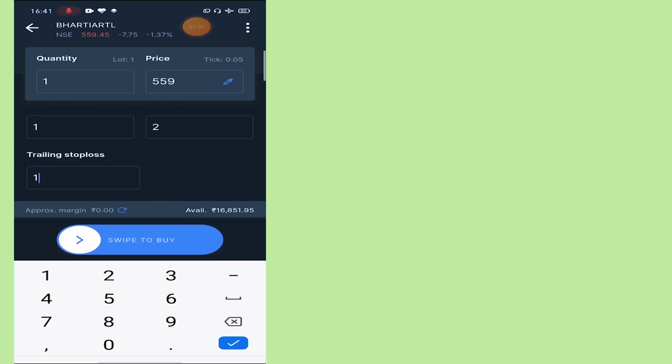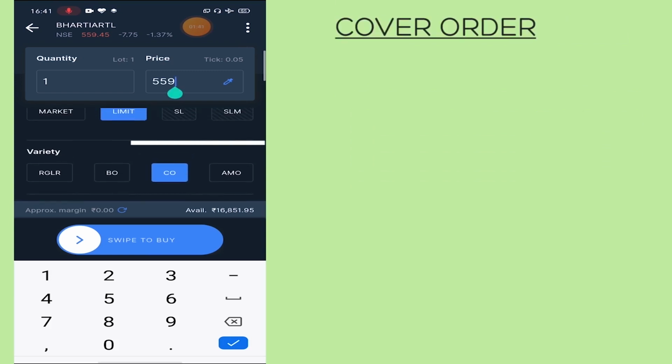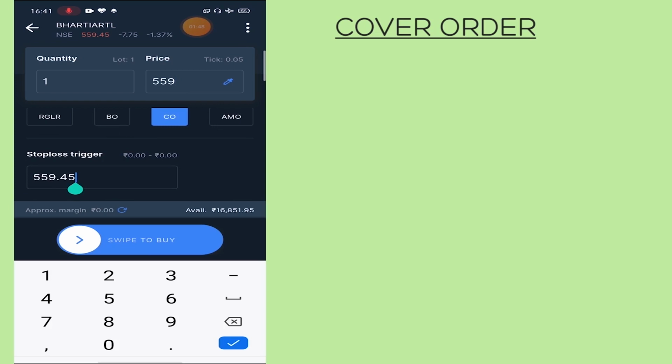So the next one is the cover order. In a cover order, as soon as the main order gets executed, the system will place one more order, that is the stop loss order. In a bracket order, the stop loss as well as the target order are both placed at a time, but in a cover order only the stop loss will be placed with the main trade.